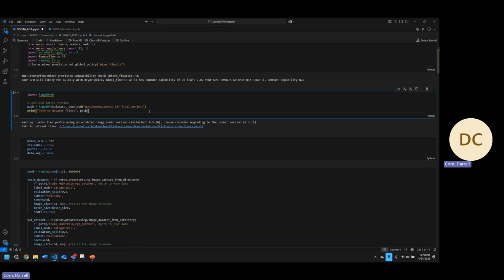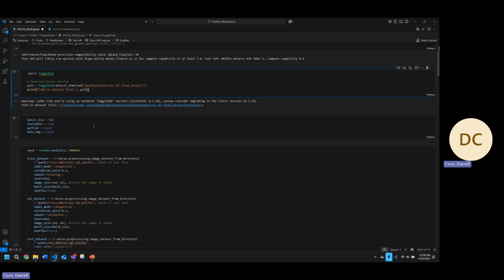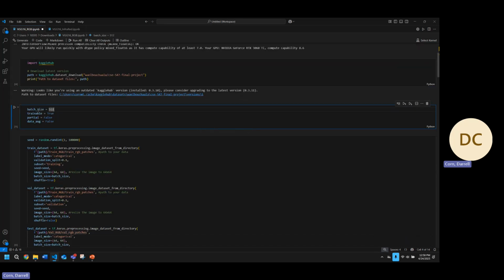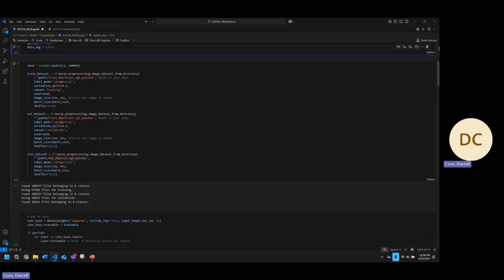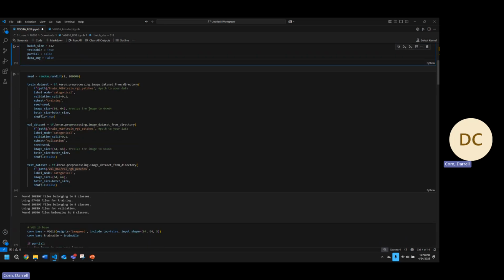Then we bring in the data here from Kaggle. Here we set the batch size. We are allowing our model to be fully trainable here. We do not want it to be partially trainable, and we are not using any data augmentation. Here is where I bring in the files.